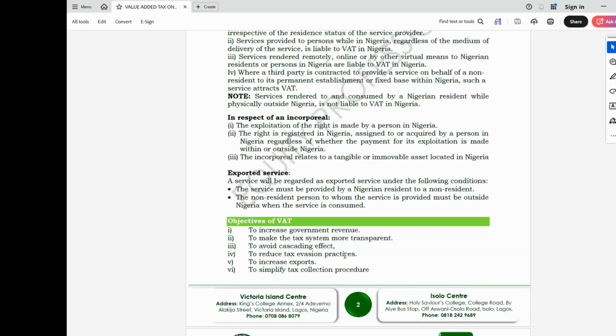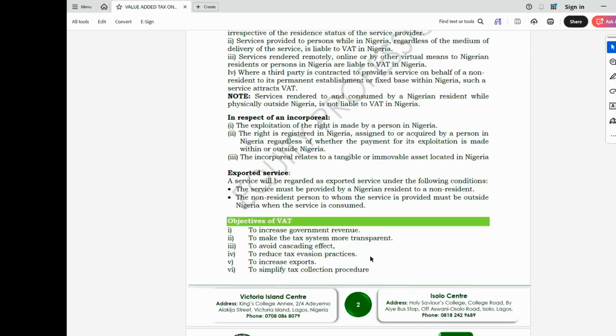Then we also have to reduce tax evasion practices, because as you are engaging in the transaction, it is expected that the VAT must be added as part of the cost of the transaction. So it avoids the process of evading tax by the taxpayer.